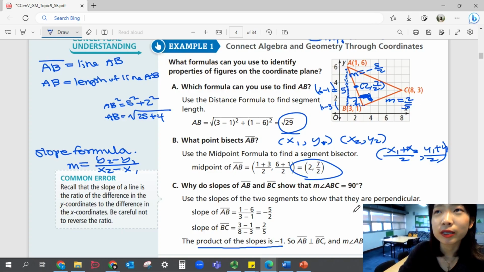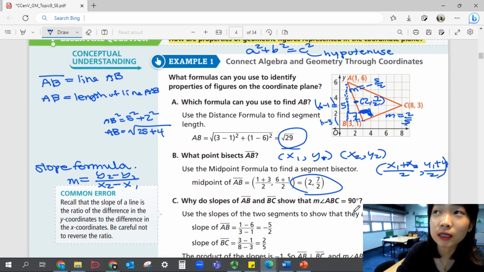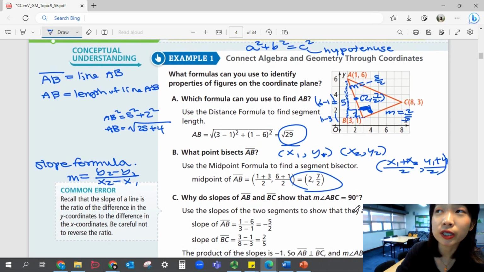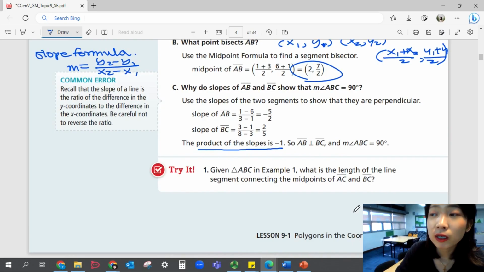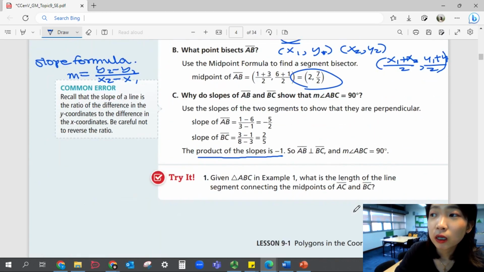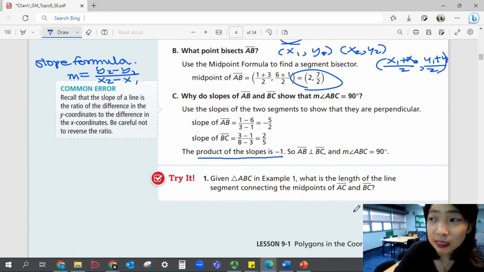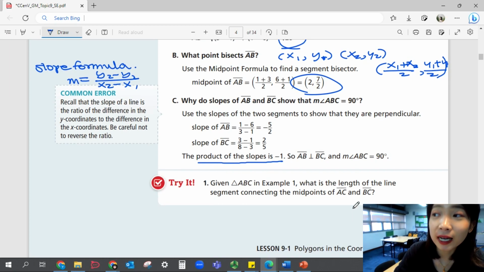And if the product of the slopes is negative 1, if you multiply them and you get negative 1, that means they're opposite reciprocals and they're perpendicular. Okay, so example 1 is very important. This is all about conceptual understanding. See if you understand the concept and how to connect algebra and geometry. So let's look at try number 1. Given triangle ABC in example 1, what is the length of the line segment connecting the midpoints of line AC and line BC? So now you want to find the midpoints of line AC and BC, right? And then you want to figure out the length of that line.